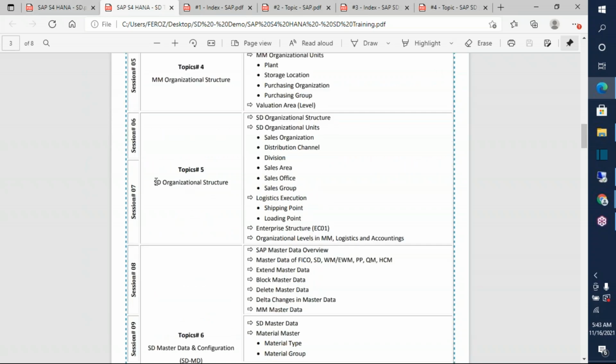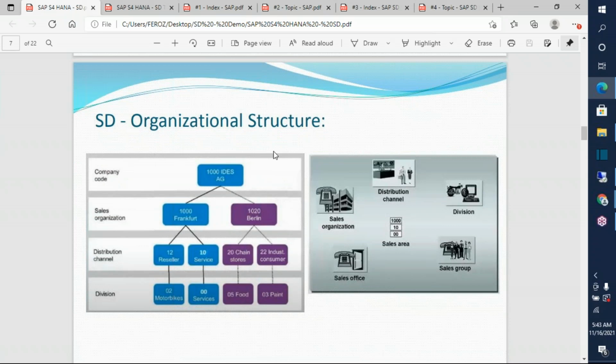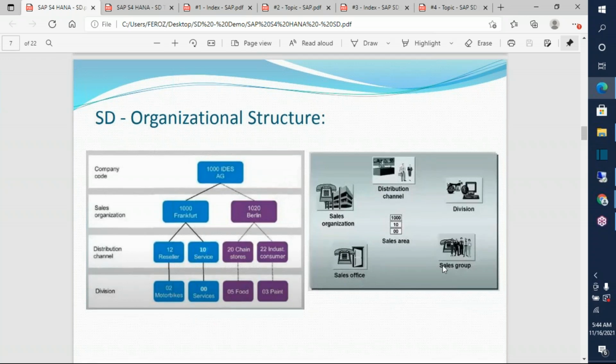Then we will be starting with SD module related topics, and we will first start with the SD organizational structure. You can see this is the sales and distribution organizational structure, and in this structure there are 6 organizational units, like sales organization, which is the highest level, and then distribution channel and division. The unique combination of sales organization, distribution channel, and division is called a sales area. Sales office and sales group are also organizational units. However, sales office and sales group are optional organizational units in the sales and distribution module.